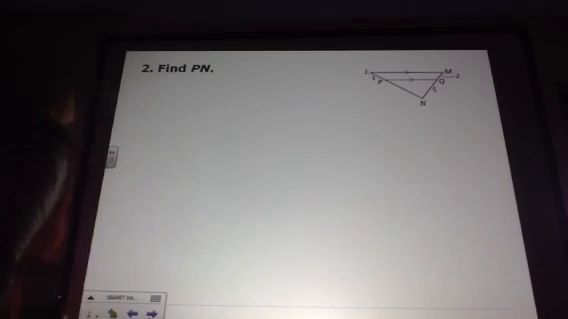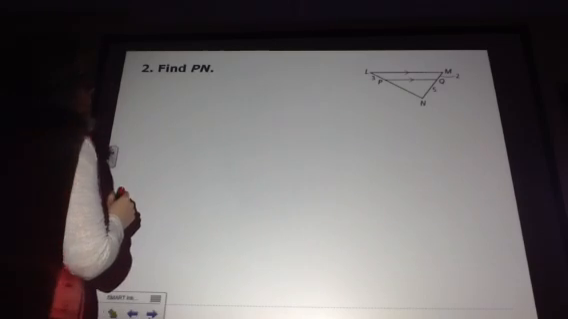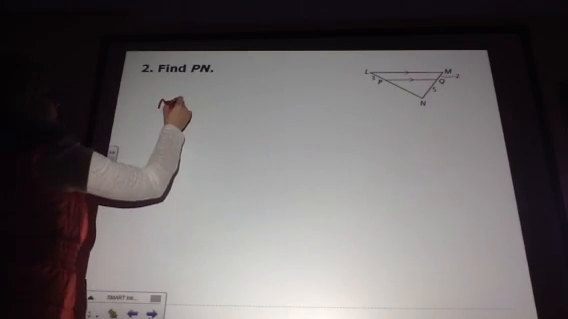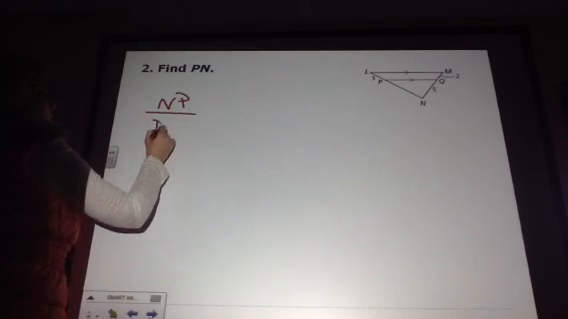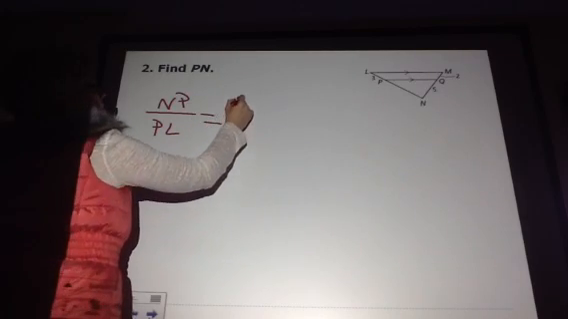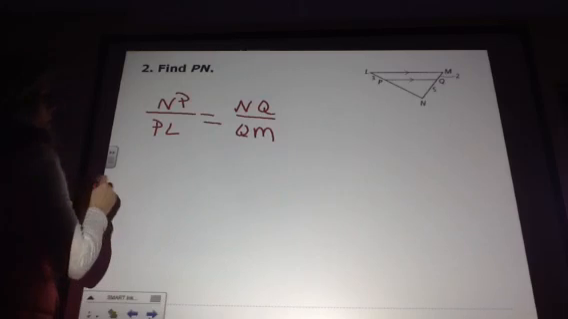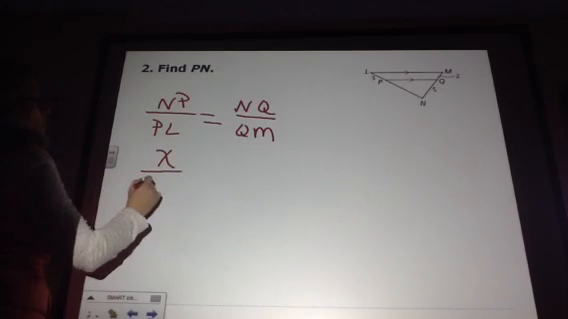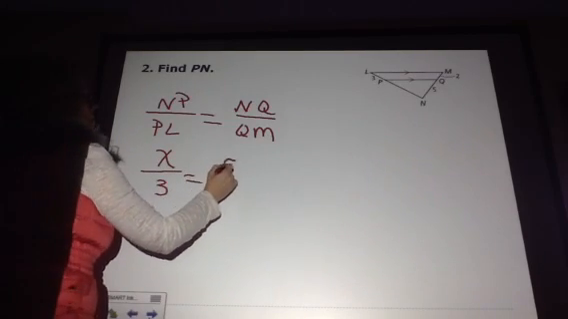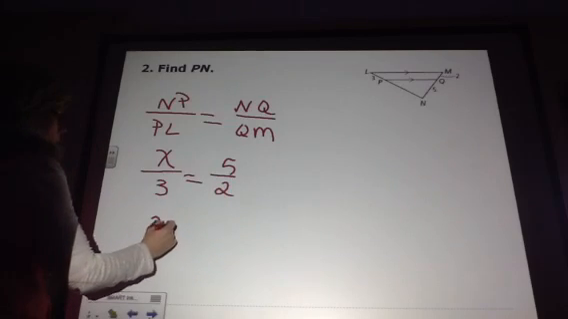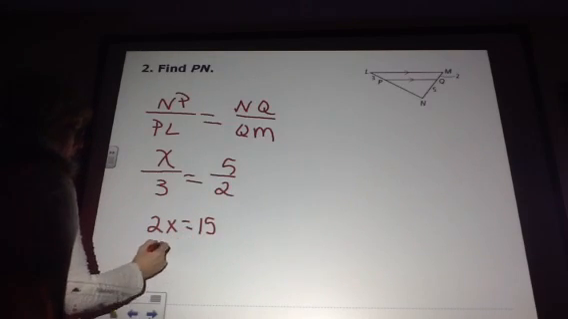All right. Find PN. Well, PQ is a segment that is parallel to LM, so we can use the proportionality theorem, and we can say that NP over PL equals NQ over QM, and then substitute in. This is what we're solving for. Do your cross product, divide by 2.